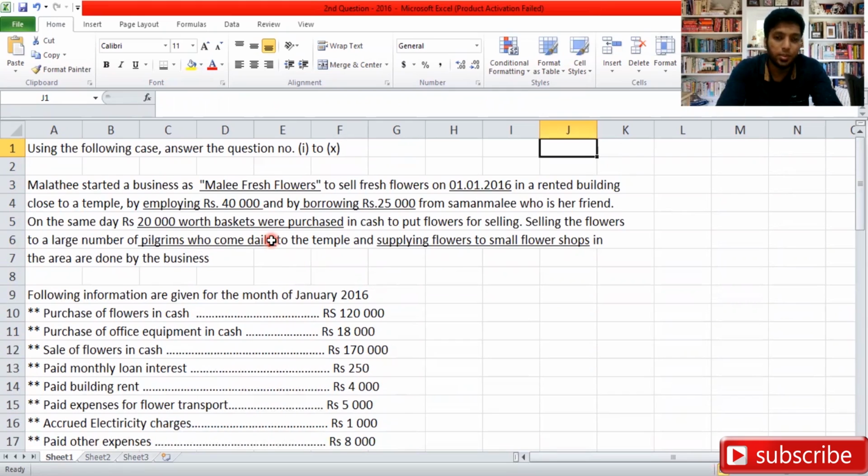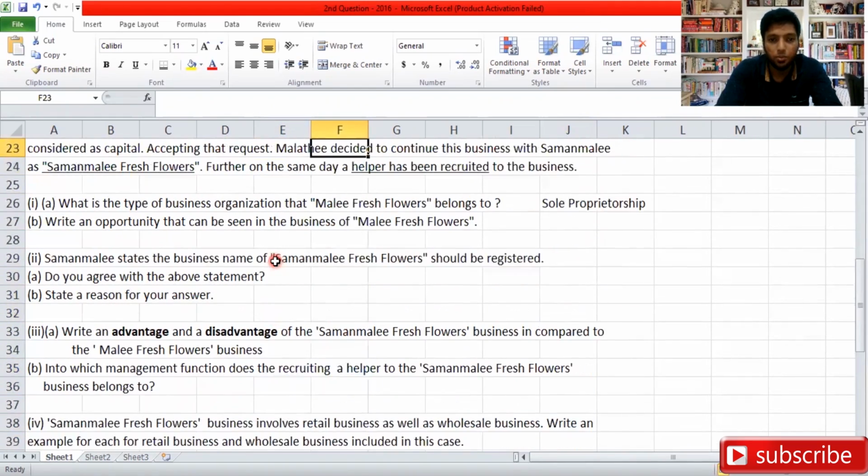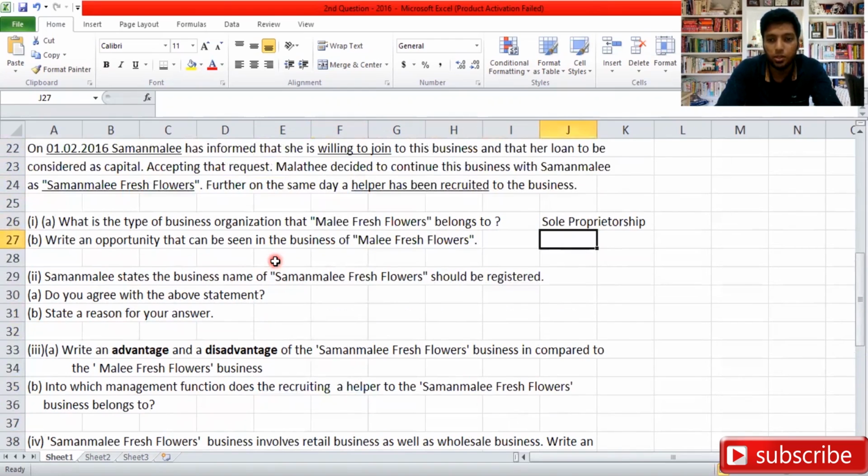Here, what you get from outside the business is the income, customers are the main party, and also you might see supplying flowers to smaller flower shops. So that's also an opportunity we can say, and also they are close to a temple. This also we can say is an opportunity. So you can write down anything you feel, but one is enough. So I'll go with pilgrims come daily to the temple.